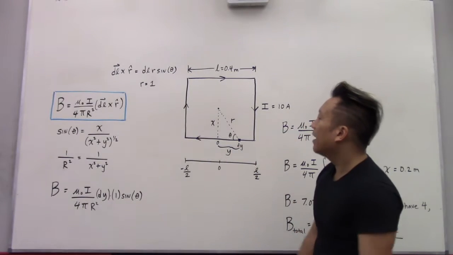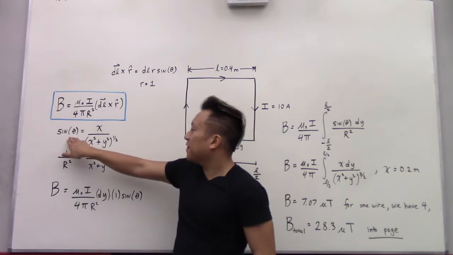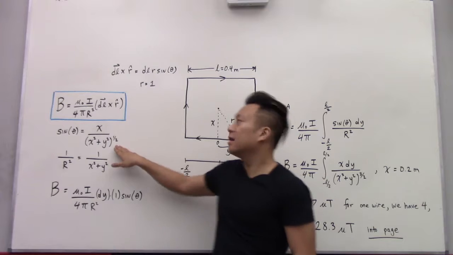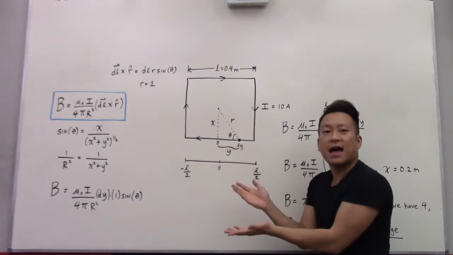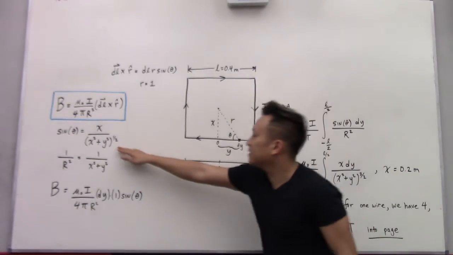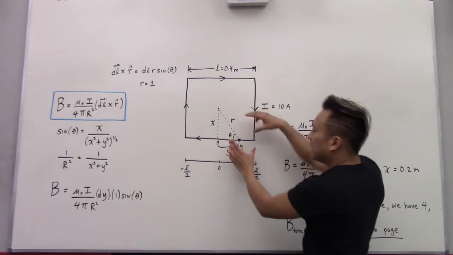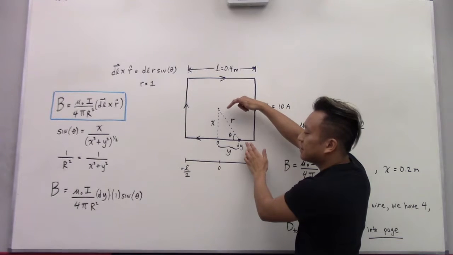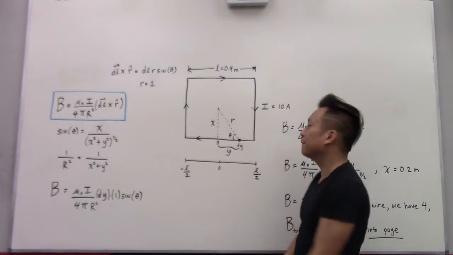Okay, now we're going to review some trig, right? We know sine of theta is opposite over hypotenuse. So looking at this triangle, opposite over hypotenuse. And we know r is the square root of x squared plus y squared, right? So that's given there. 1 over r squared is going to be this distance, r squared. That's just the Pythagorean theorem, x squared plus y squared.